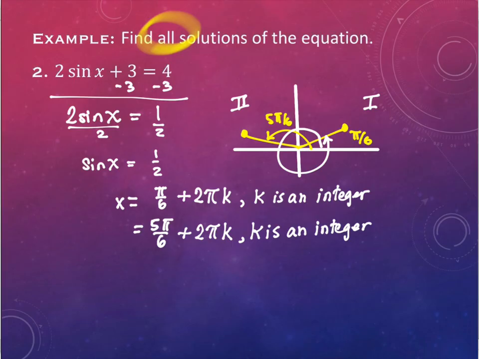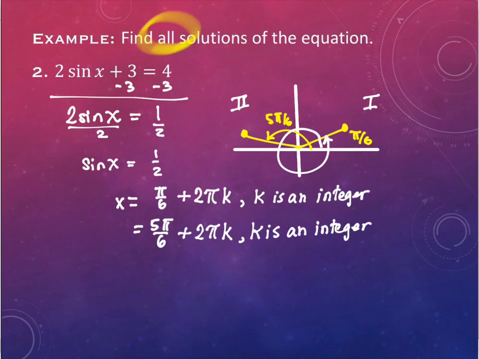K is an integer. Not only can I add 2 pi and add another 2 pi and add another 2 pi and add another 2 pi, I could actually subtract them as well. I could go the other direction. That's why it's an integer and not just a whole number. Integers are positives and negatives. So I could add negative 2 pi, and negative 4 pi, and negative 6 pi, and I would have other versions of the answer going the other direction.